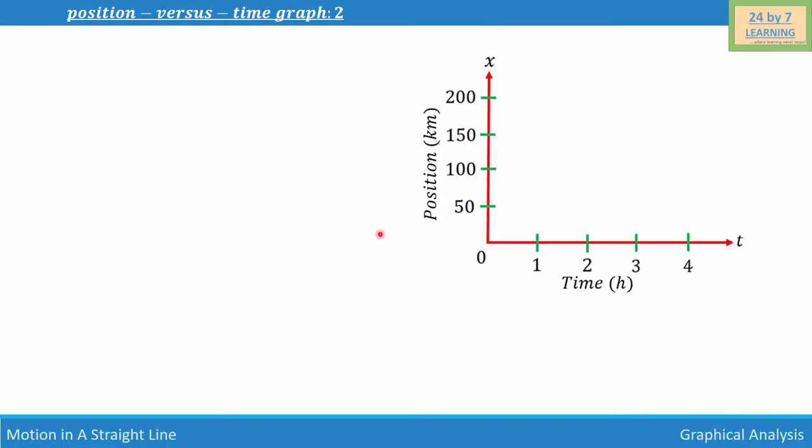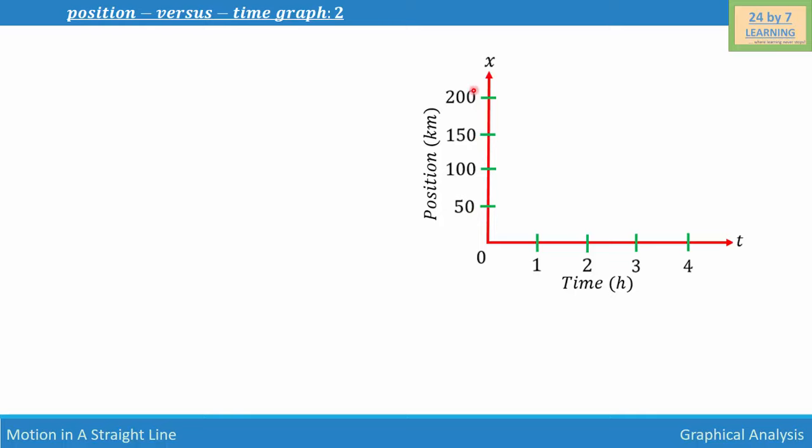Position versus time graph 2. Let's consider an example where a body is moving with a uniform velocity in negative x direction. As you can see, I have a graph where the x-axis represents the time in hours and the y-axis represents the position of the body in kilometer.